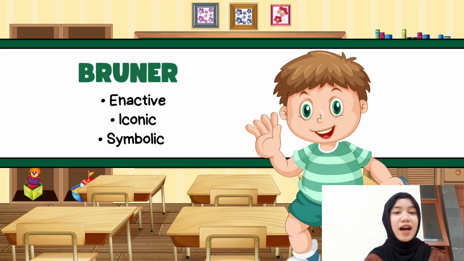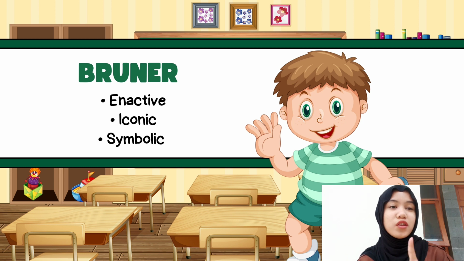And then the last theory comes from Bruner. Here are three learning modes based on Bruner's theory. So first is learning by doing, or enactive. This mode involves learning through physical movement or actions. Second is learning with pictures, or iconic.